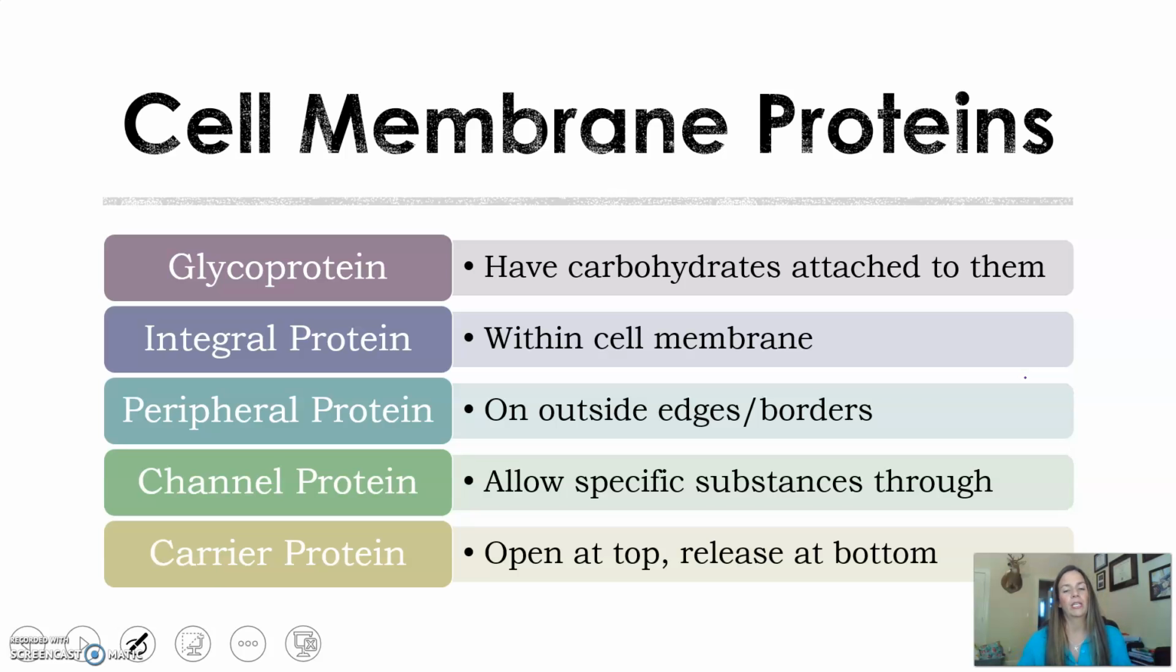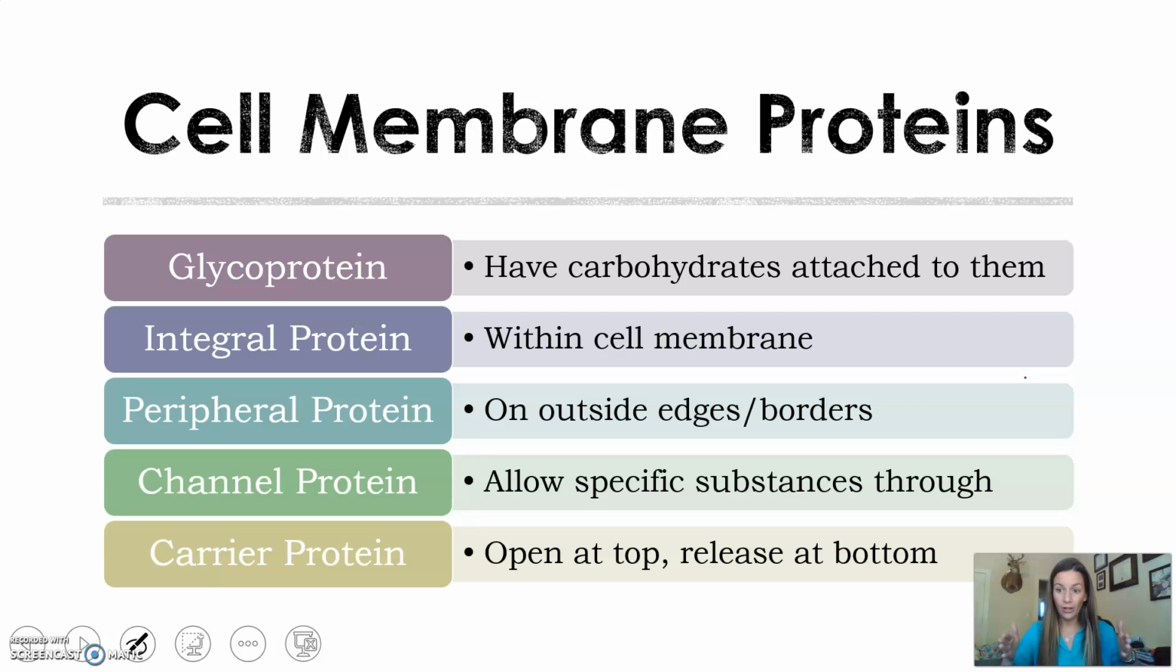So glycoprotein, those ones have carbohydrates. So glyco is a prefix meaning carbohydrate, so it's attached to them like little antenna. An integral protein is within the whole membrane, so top to bottom, it goes through the whole thing. It's like integrated, right? A peripheral protein is on the outside edges or borders of the membrane. So think about your peripheral vision, like what you can see out of the corner of your eye. Peripheral proteins, same concept. They're on those outside edges. The channel protein is just that. It's a channel.